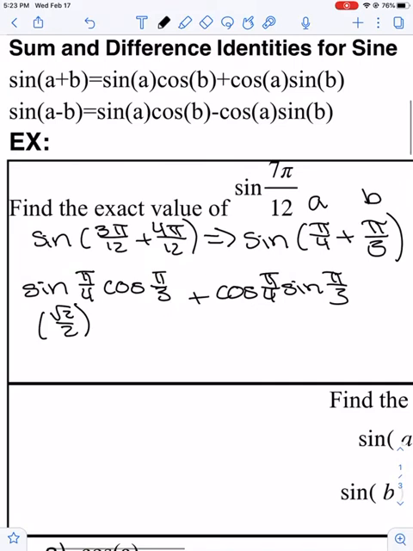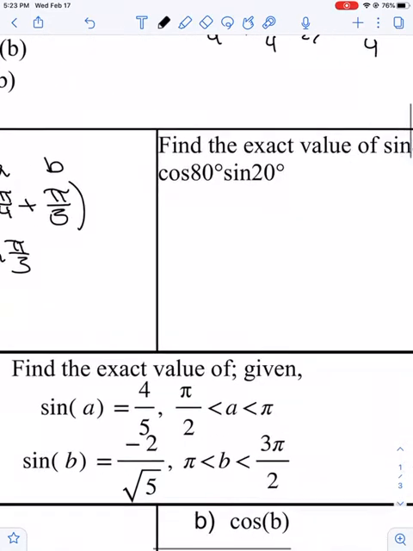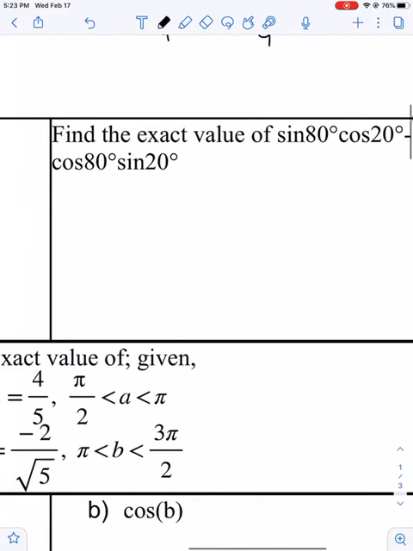Sine pi over 4 is root 2 over 2. The cosine of pi over 3 is 1/2. Then cosine pi over 4 is root 2 over 2. Sine of pi over 3 is root 3 over 2. Multiply these. Root 2 over 4 plus square root 6 over 4, which is square root 2 plus square root 6 over 4.